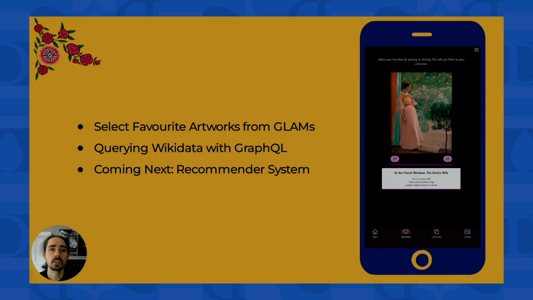As this is our first Wikidata project, we had some challenges with finding proper queries for our needs. So for the future, we would like to improve our query and we would like to implement a recommendation system aiming to show artworks based on the user's interests.